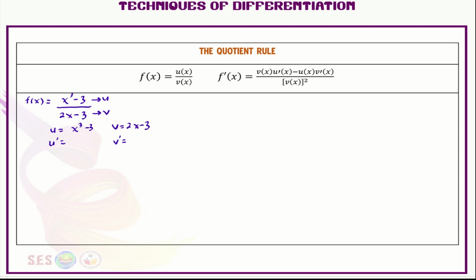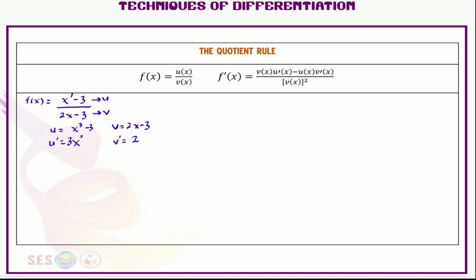Differentiating u, this x cubed is the power of x case, and the 3 is differentiating a constant. So differentiating x cubed gives you 3x squared, and differentiating the 3 gives you 0 because it is a constant. And differentiating v, we get 2.